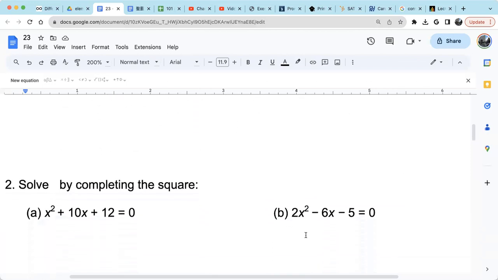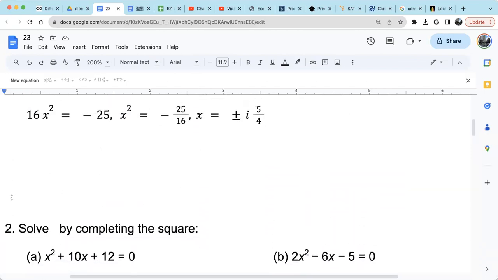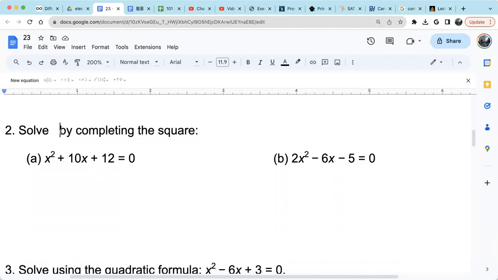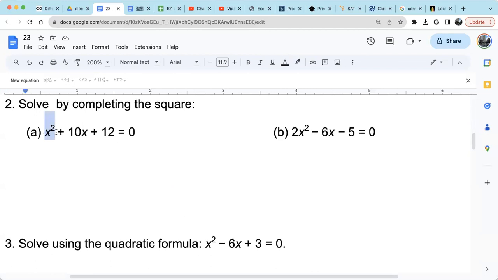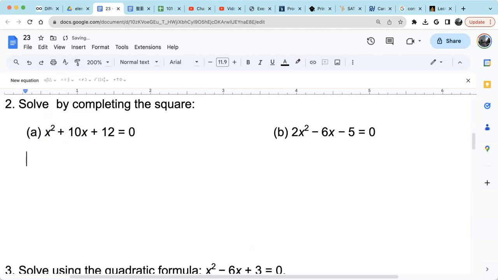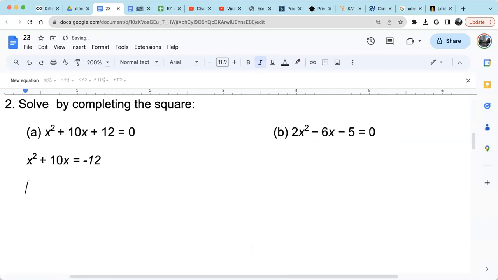But now let's compare to the second one. We are asked to do it by completing the square. So let's see how we complete the square. We're going to rewrite the equation as this. We're moving 12 to the other side. Okay, first step.